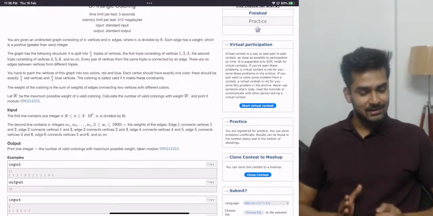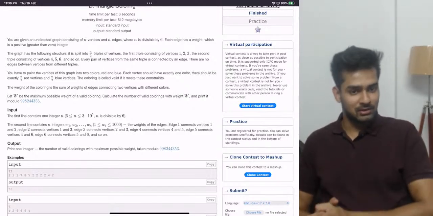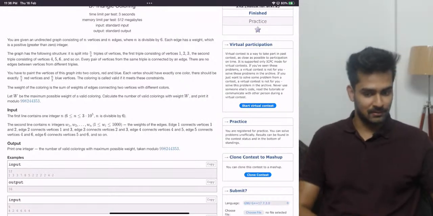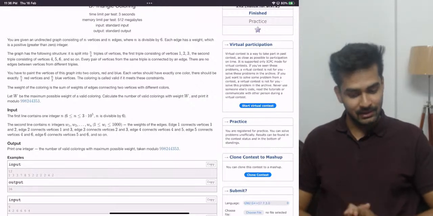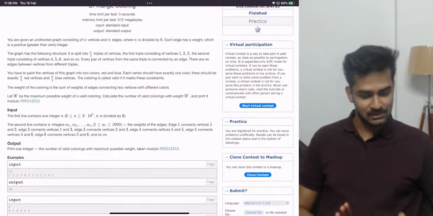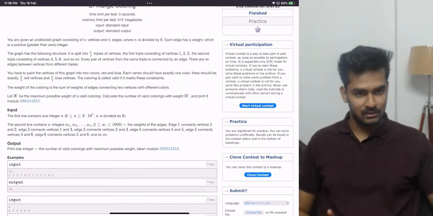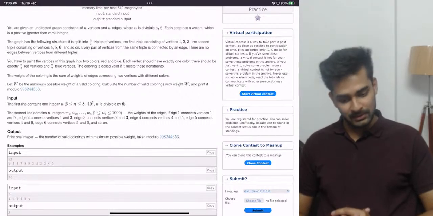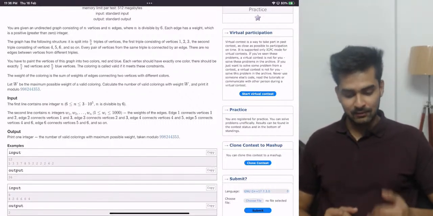So always read the statement, try that problem, and then see if maybe you are able to understand it and find the solution even without any knowledge. Okay, so you're given an undirected graph containing n vertices and n edges where n is divisible by 6. Each edge has a weight which is a positive integer. Now the graph has the following structure. It is split into n by 3 triplets. The first triplet contains vertices 1, 2, 3, the second one 4, 5, 6, and so on.